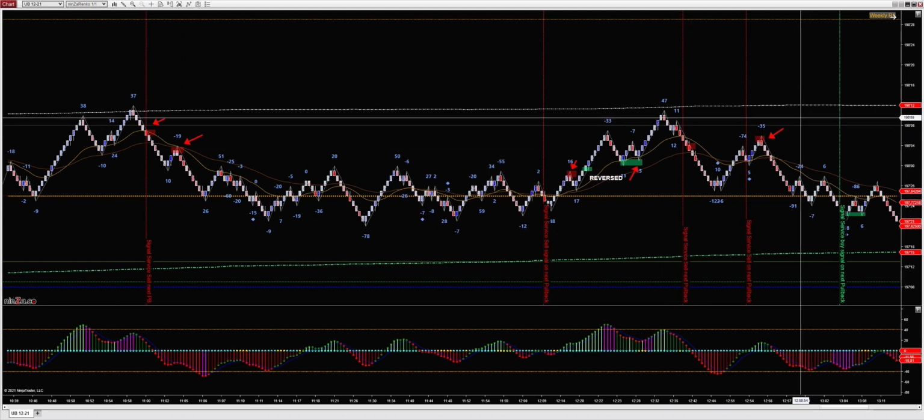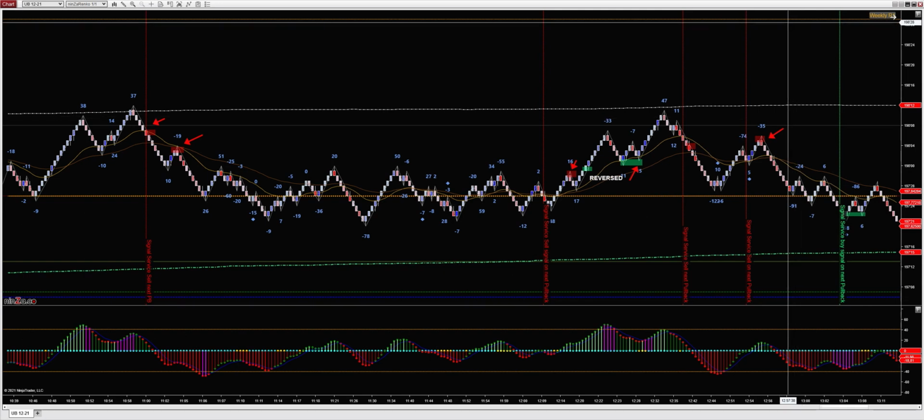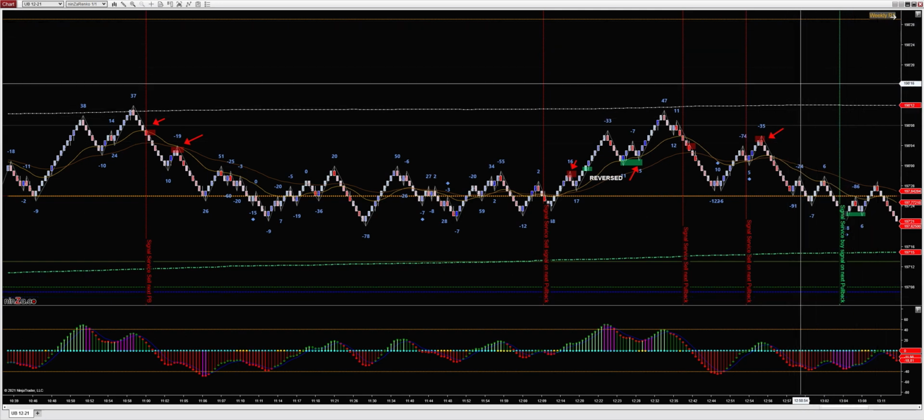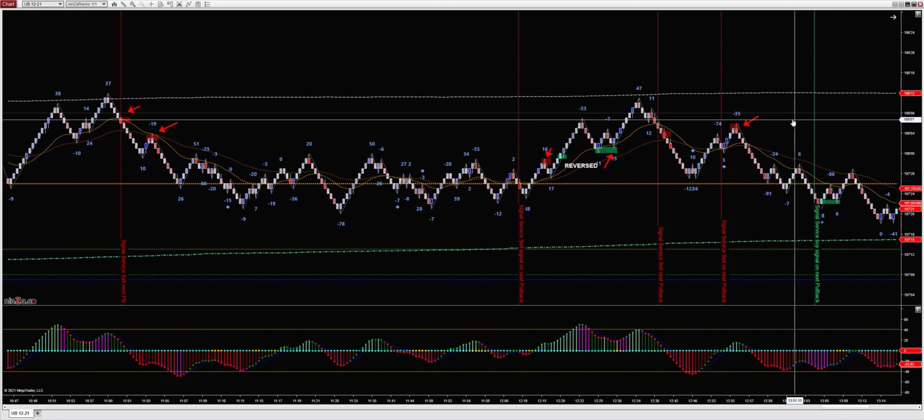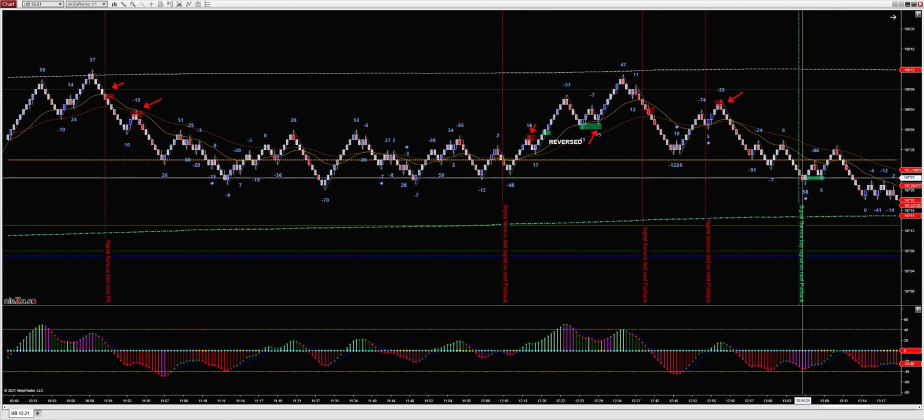In the manual provided with the signal service, this kind of information will be provided. So lunchtime ended, short signal. Here we get a buy signal.